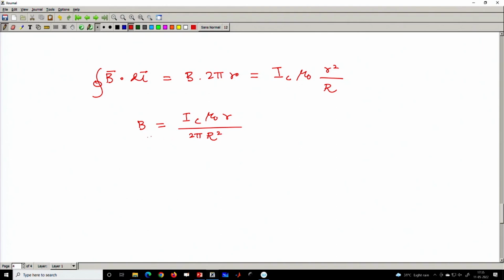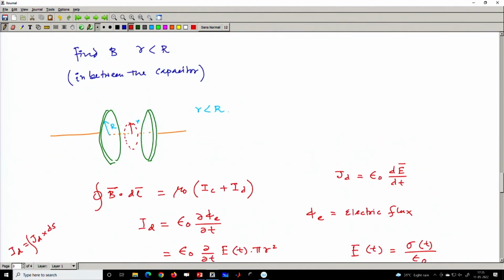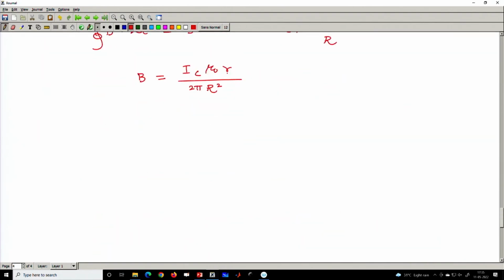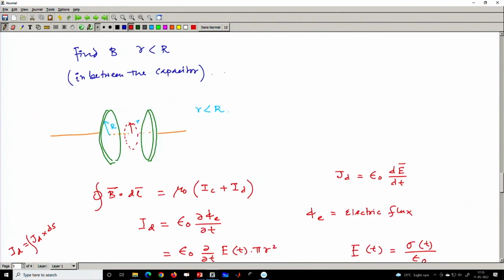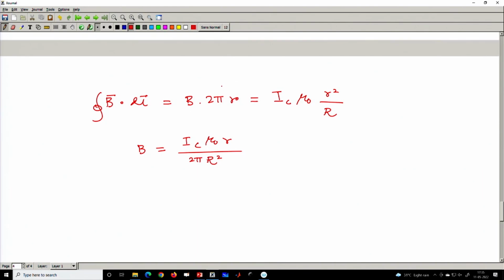This is the way B will change, B as a function of r if I plot. You can see that at this point B is 0, and gradually it increases linearly, and exactly at this point, at the edge, it should be mu 0 IC divided by 2 pi R, and when it reaches the higher value, accordingly it will change.